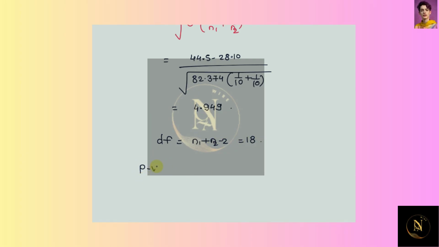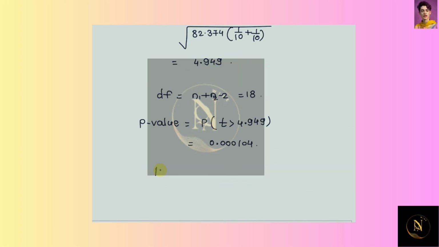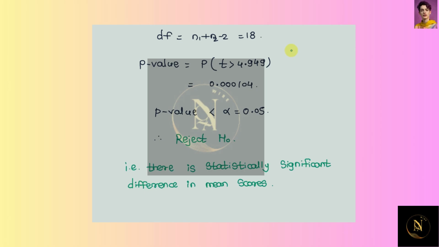Therefore the p-value is the probability that t is greater than 4.949, and by using the t table this probability is 0.000104. Since this p-value is less than alpha equal to 0.05, the decision is that we reject the null hypothesis H0. That is, we can conclude that there is a statistically significant difference in the mean scores.